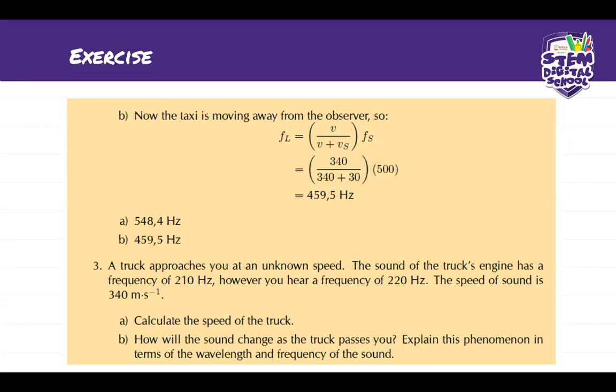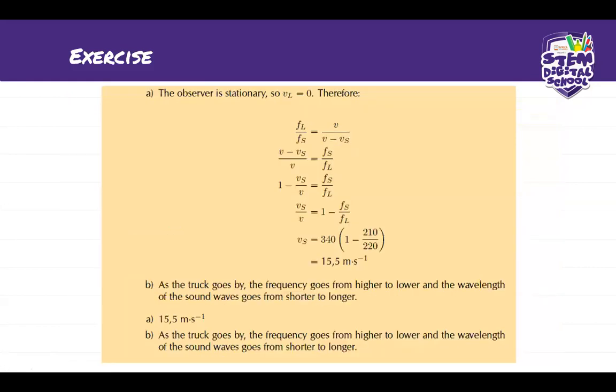We will be able to, because we've got the frequency of the listener. This is the frequency of the listener, which is usually what we want. The FL is going to be 220. The frequency of the source is going to be 210. And the V is going to be 340. So this VS is what we are looking for. Okay. So the observer is stationary. So VL is equal to 0. Therefore, this is what we're going to do.